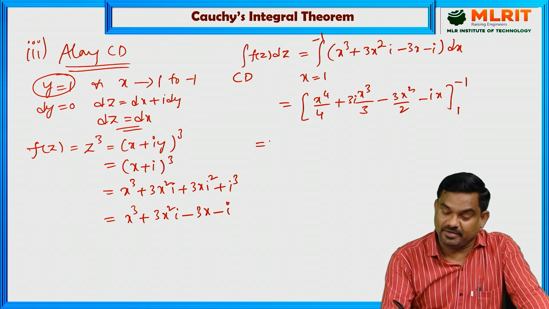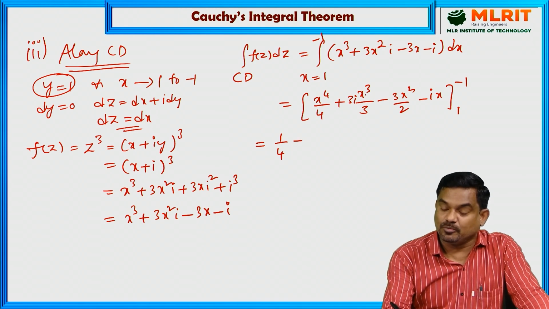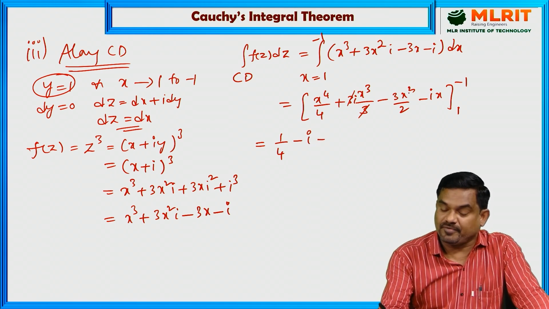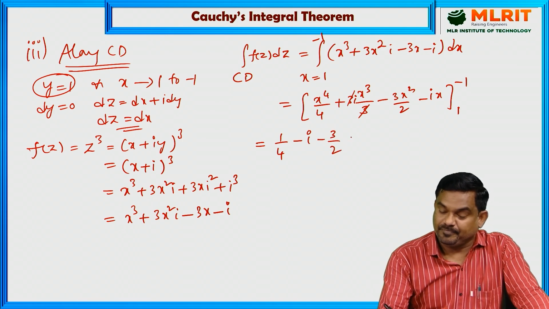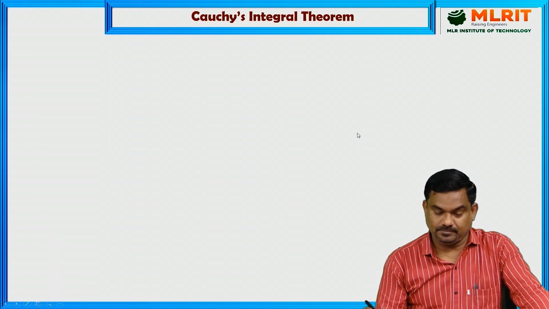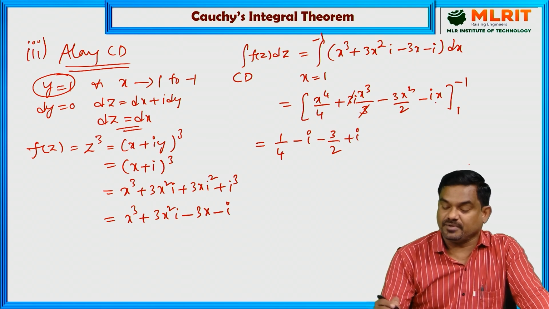First, the upper limit with negative sign. Here we have even power. So, we get 1 by 4 with minus sign because x cube is here. So, 3 cancel. So, here we get minus i and this is positive power. So, minus 3 by 2 and again plus i since x equal to minus 1.